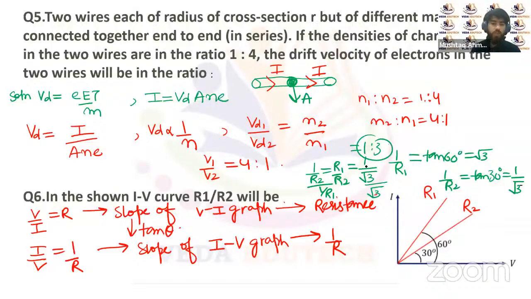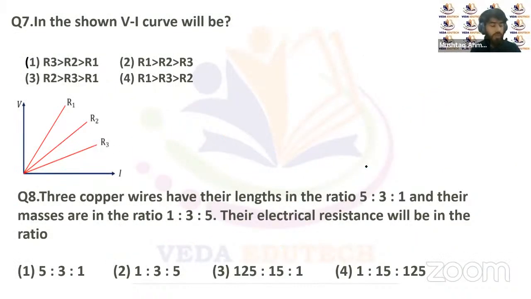So from this question we concluded that the slope of a VI graph will give us the resistance, but the slope of an IV graph will give us the reciprocal of the resistance. From there we can calculate the resistance. So you have to take care of this thing, and keep it in your mind. Now let's move on to the next question.